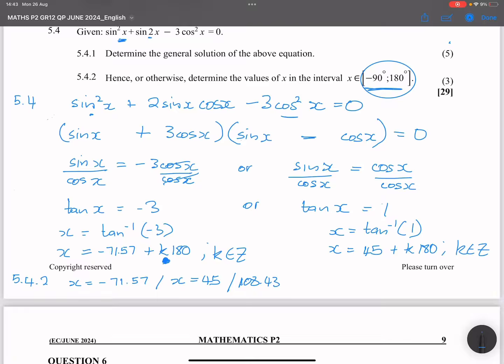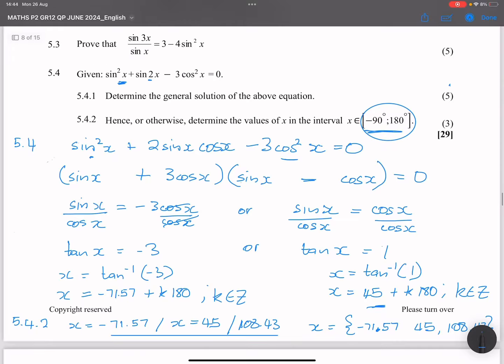That no longer fits our restriction. If I make k negative 1, we have minus 180 minus 71, which is outside of our restriction. And if it's negative 1 there, that's negative 180 plus 45, which would give us minus 135. And that also is outside of our restriction. So these are all the values of x. We can put them in ascending order: x is equal to minus 71.57, 45, as well as 108.43. And ladies and gents, that is how the cookie crumbles for this section.